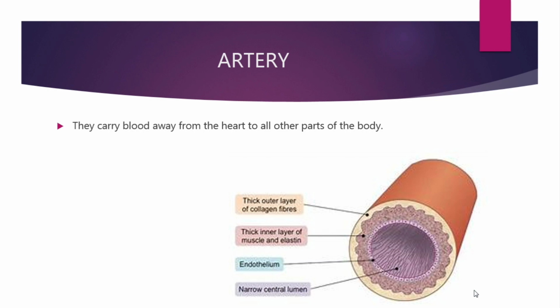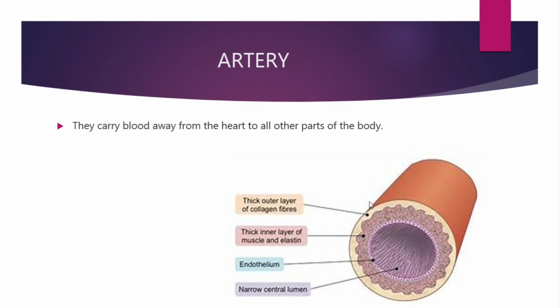The artery is a blood vessel which carries blood away from the heart to all other parts of the body. So as you can see here, this is an artery. The artery has a thick outer layer and collagen fibers. So this is one property of the artery. The second property of the artery is that it has a narrow central lumen and the inner layer of muscle and elastic. These are the three main properties of the artery.